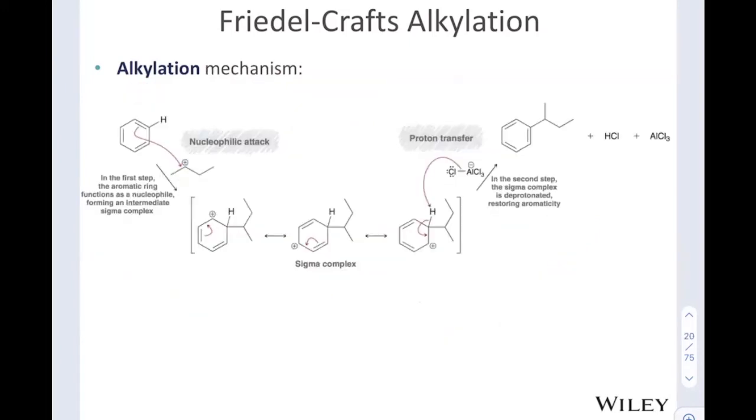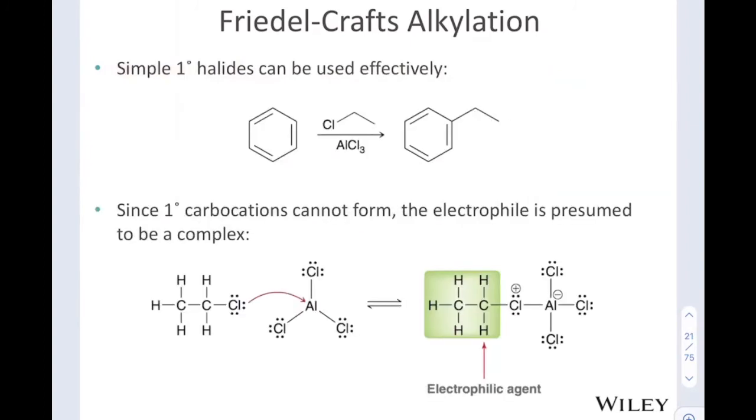So once we have that crazy good electrophile, we are going to have nucleophilic attack, creating our sigma complex, ultimately have a proton transfer, bringing back our benzene and giving us our alkyl benzene product. This reaction works successfully with primary halides. But wait a minute, primary halides don't work because it's hard to make a carbocation from that.